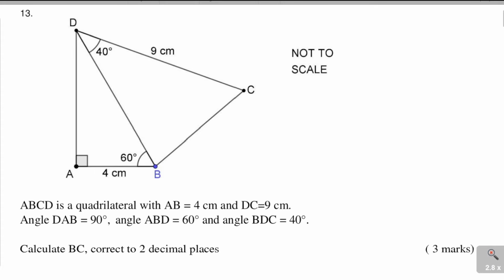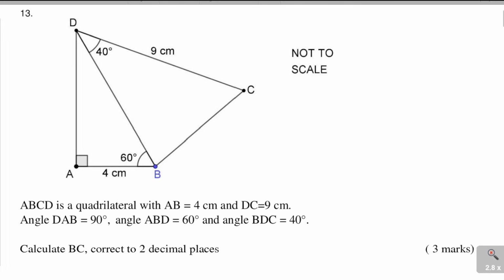So for that triangle BCD, we have 40 degrees and we have 9. So the best approach is first to get DB. Once we get DB, in that triangle DBC, we shall have DB and DC. Those are two sides. And then we will have an included angle that is 40 degrees. And that will help us to use a cosine rule to get BC.